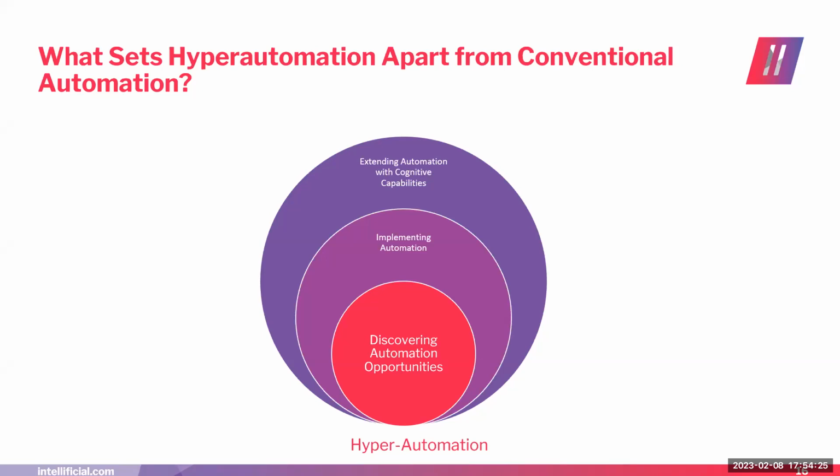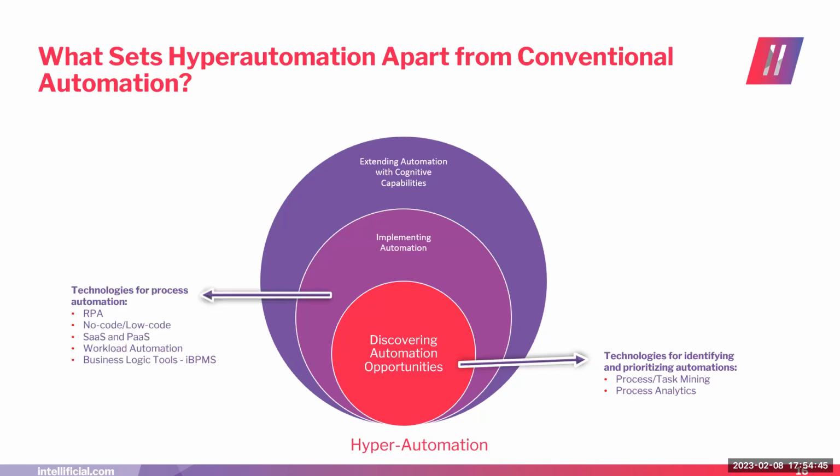And that is where hyperautomation comes in. For discovering automation opportunities, we have technologies like process and task mining, process analytics. This removes the manual work of identifying the process individually by any business analysts. And for implementing automation, we have technologies like RPA, no code, low code, software as a service, platform as a service, workload automation, and business logic tools like iBPMS, Intelligent Business Process Management Software.